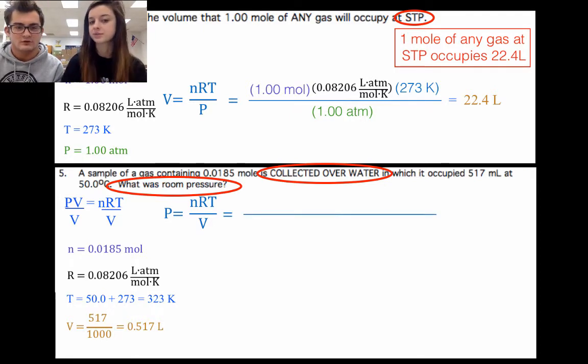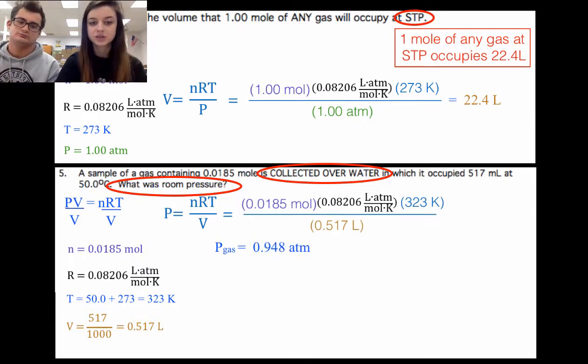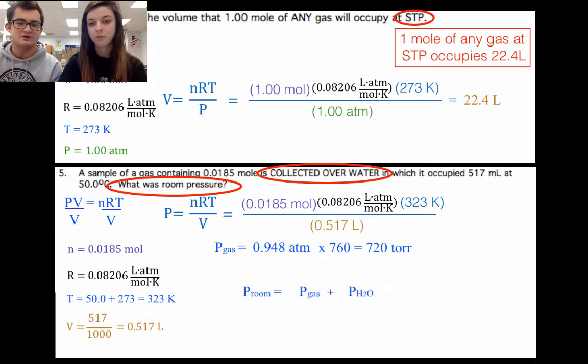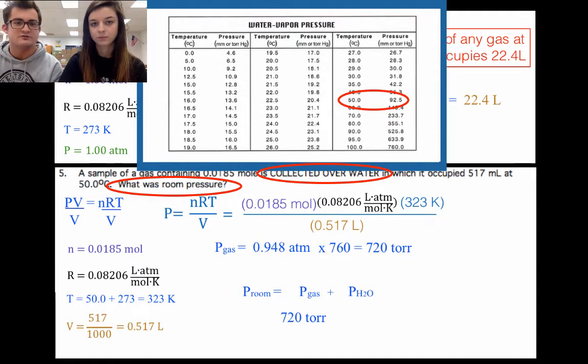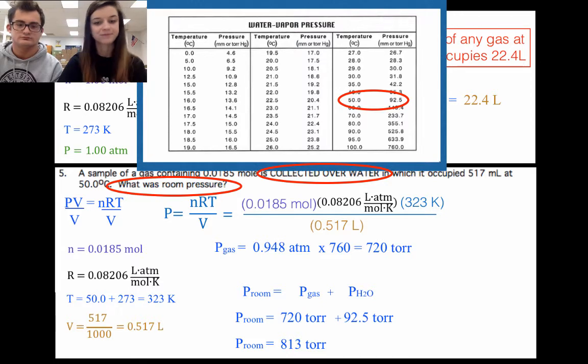What are we going to do next, Josh? Just plug and chug and then use Dalton's law to get the final pressure. You should end with 0.948 atmospheres. So how are we going to find the room pressure from here? Well, first convert it to torr, and then look at our chart to find what the pressure of water is at 50 degrees Celsius. So that should be 92.5 torr. So we're going to add that to our 720 torr. So the pressure of the room is 813 torr. And do those sig figs look right to you, Josh? Yes.